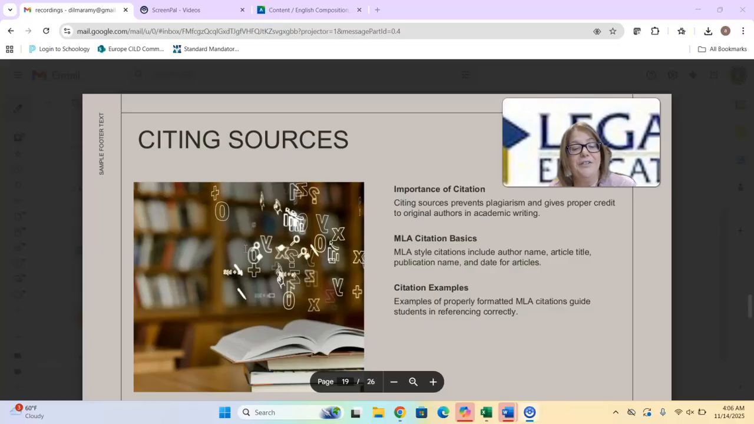And this just closes out this section about the importance of citing sources. I think I've beat that in at this point, about the importance of avoiding plagiarism, whether it's intentional or unintentional. Proper citations help you avoid that.